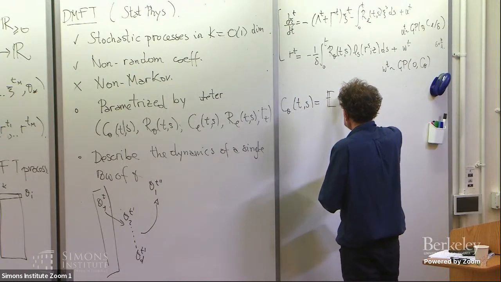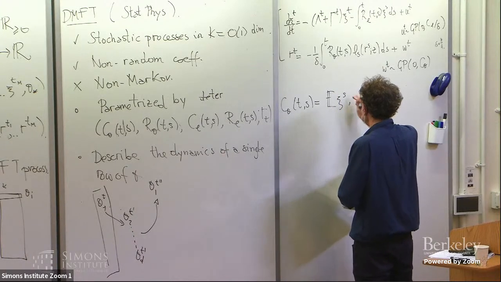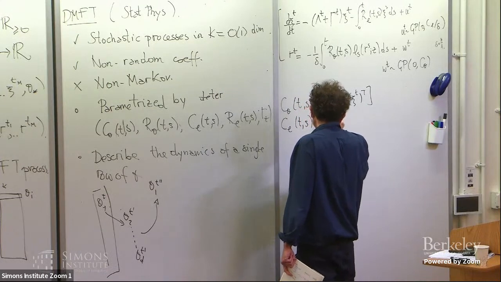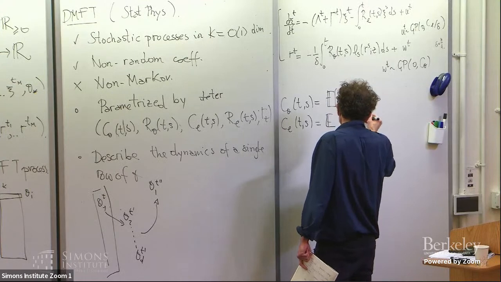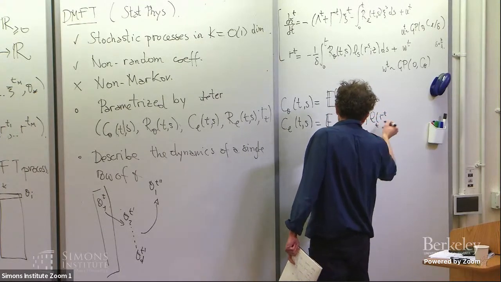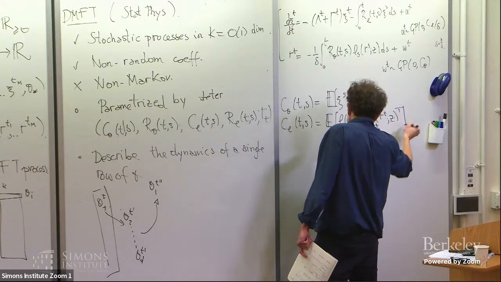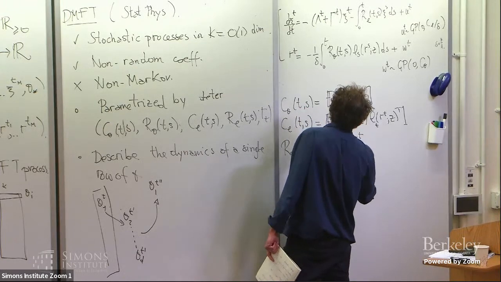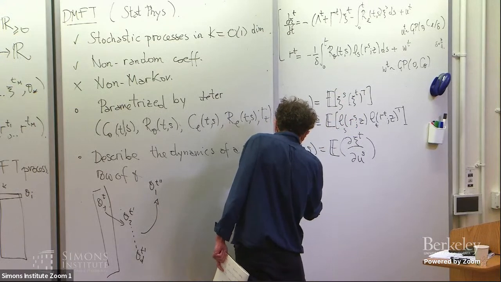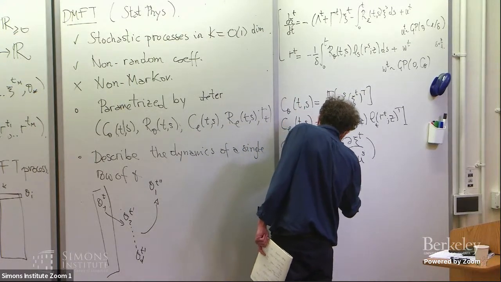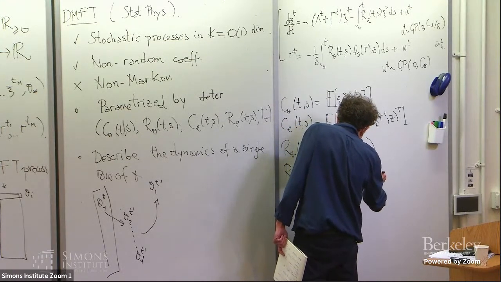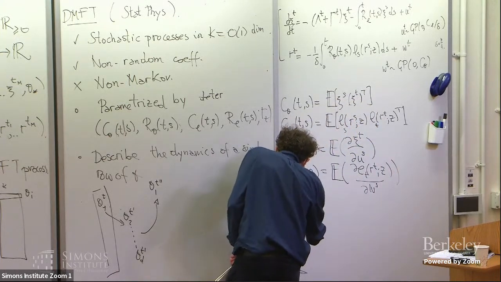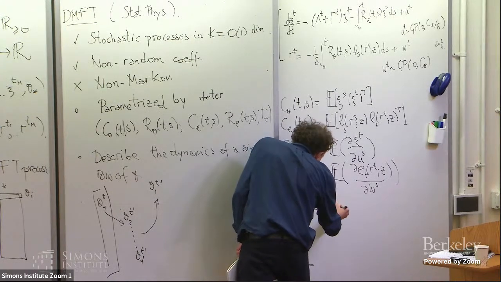So C theta is the covariance of S transpose CL, and C transpose R theta, and gamma T is the expectation of the gradient with respect to R of n.